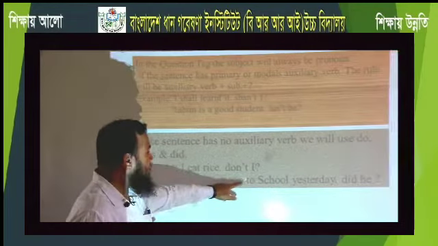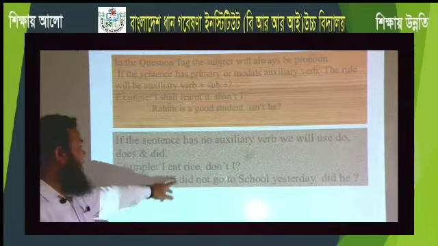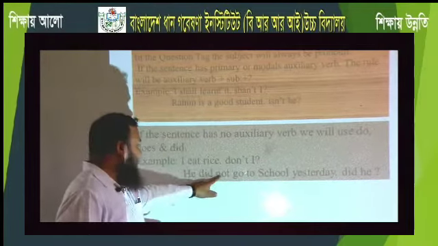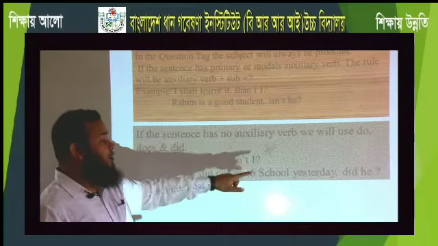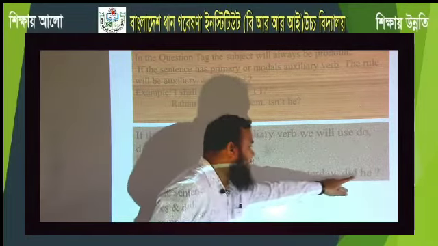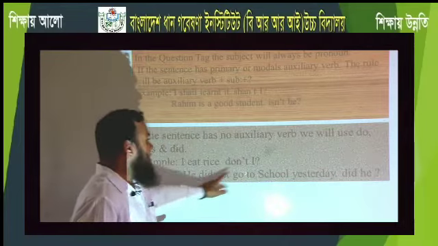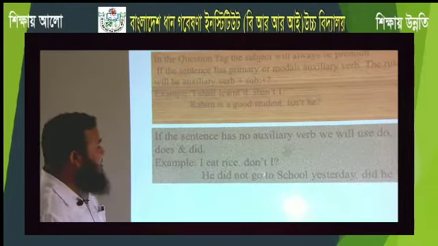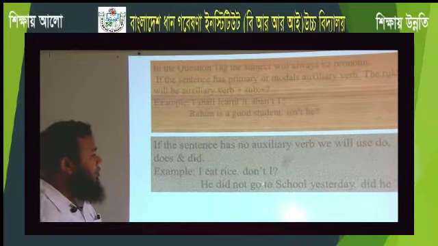Then, he did not go to school yesterday. Here we have did, so we use did, and it is a negative sentence. For this reason our tag will be affirmative, so we do not use not here, only did, and our subject is he, so we use he. So our total answers are: I eat rice, don't I? He did not go to school yesterday, did he?